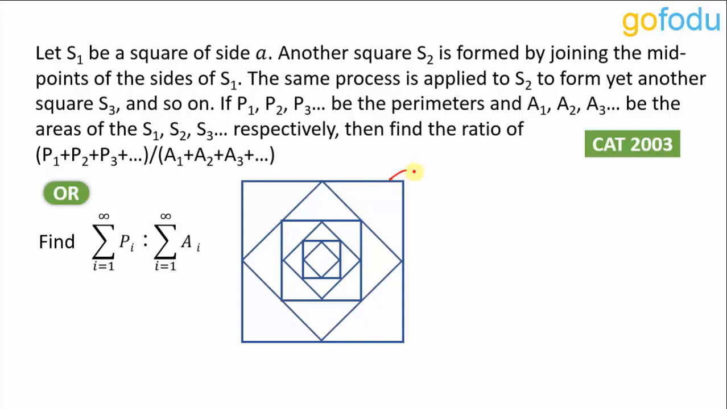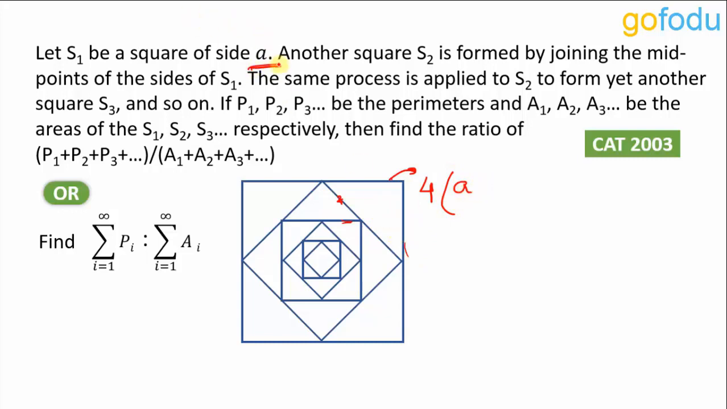Perimeter of this square is 4 times its side, and we have already figured out the relation between sides of these squares, right? 4 will come in each perimeter. Perimeter of this will be 4 times its side. Perimeter of this square will be 4 times its side. So 4 times this side plus 4 times this side plus 4 times this side. I am taking out 4 common outside the bracket. And inside the bracket I will have side of this square, that is A.